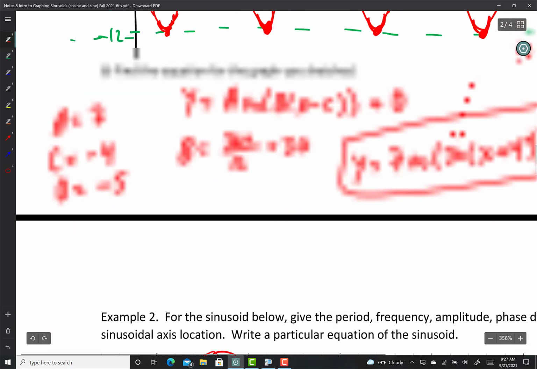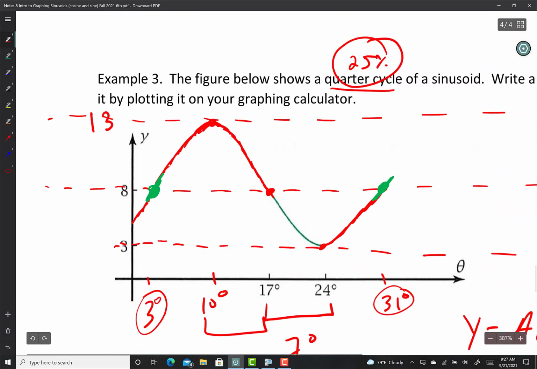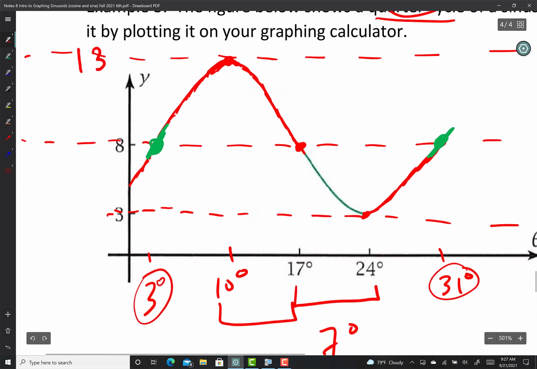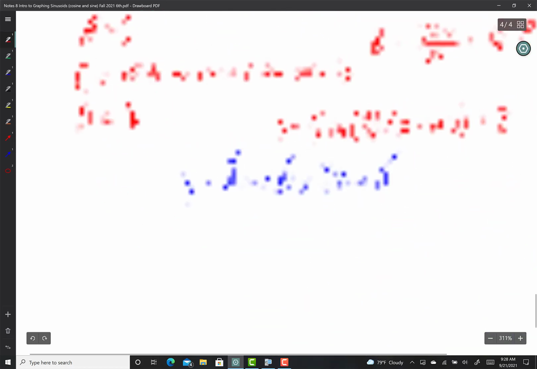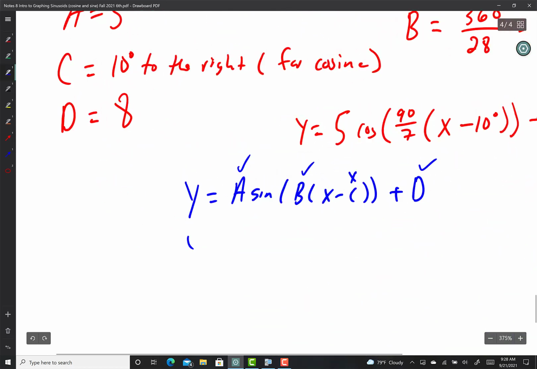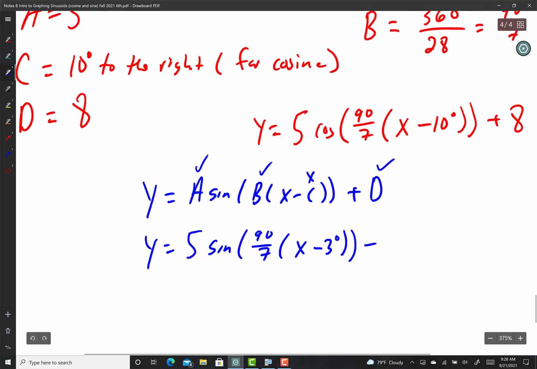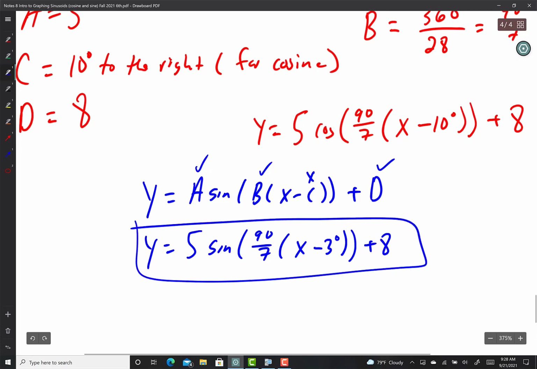So let's go back over here, and I'm going to look. There's two choices that I can use, and they will both give me the same answer. I'm looking for a point of inflection on the way up. Which one am I going to use? You can use either one. What's my x-coordinate? 3. There it is. This one. You could also use 31, and it will give you the same thing. So here we go, guys. So y equals 5 sine, open parenthesis, 90 over 7, open, x minus 3 degrees, close, close, plus 8. And don't worry, we're going to put them in the graph so you can see that it's the same.